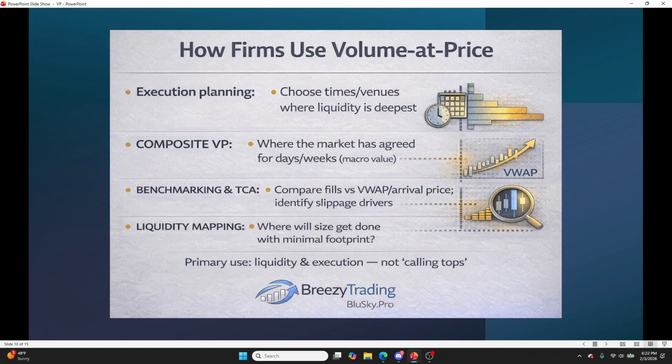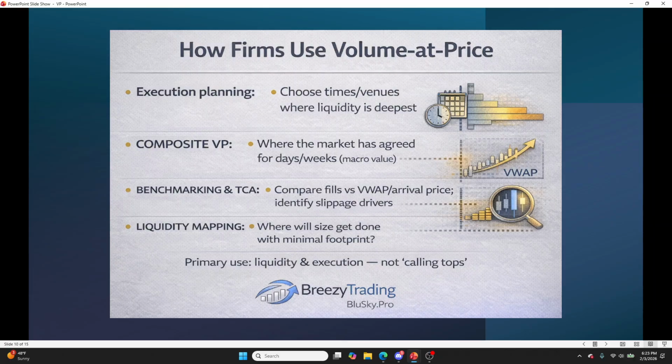But your TCA, when you have a cash account, has to be quantified in there. So you have to compare your fills versus VWAP. Are you at the arrival price? Identify slippage drivers. A lot of different variables go into super calculated entries. And then liquidity mapping. Where will size get done with minimal footprint, right?